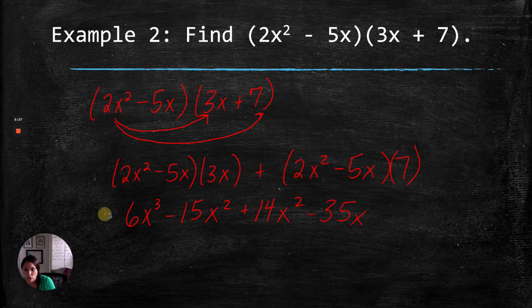Now let's bring our like terms together. This is my only x cubed, so I'm going to bring down 6x cubed. And then I'm going to bring my x squared terms together. Negative 15x squared plus 14x squared is just negative 1x squared, and I don't need to write the 1. And I can just bring down the negative 35x. And this is my answer.